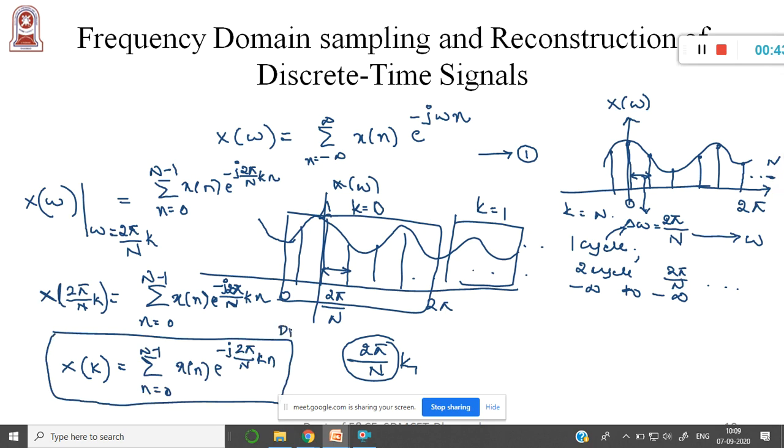Sorry, not DTFT, this is the equation for DFT. Here it is the DTFT equation. From the DTFT equation we derived the DFT equation. So now look at this, DTFT was continuous in frequency and periodic. What about x of k, the DFT? Please let me know what x of k will be, whether it is continuous or it becomes discrete now.